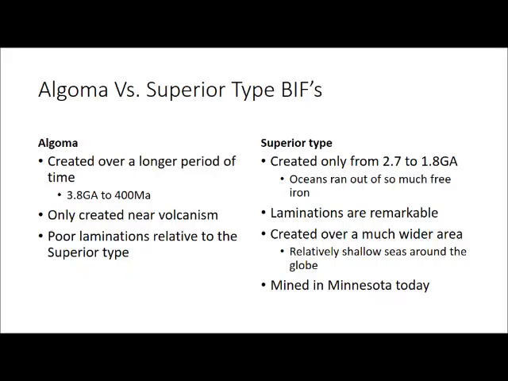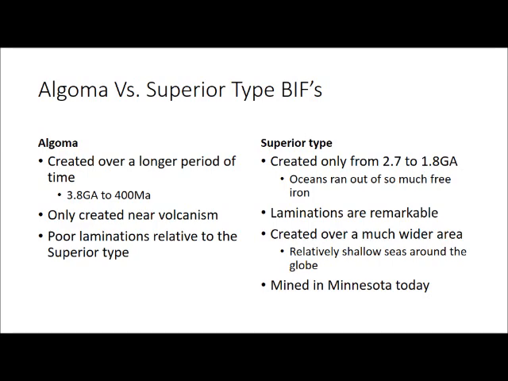I have just discussed the two types of banded iron formations, so what are some of the differences between the two? First, algoma-type iron formations formed over a much longer period of time, nearly 3.5 billion years. Also, algoma-type iron formations are only created near volcanism, and the laminations or layers are very poor compared to the superior-type banded iron formations. As for the superior type, they were only created for 900 million years.